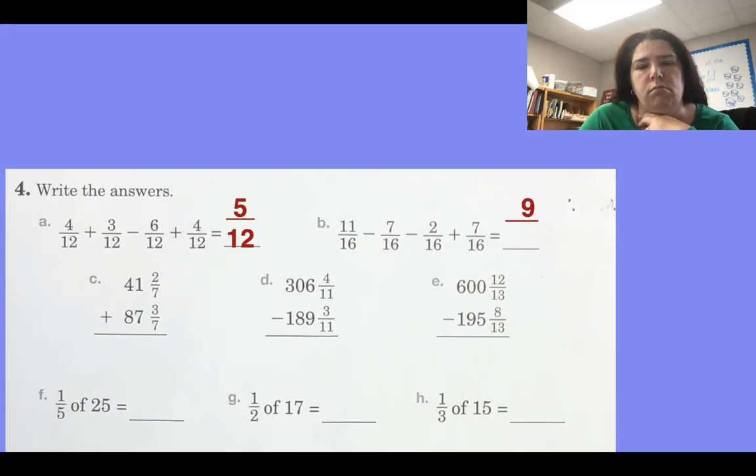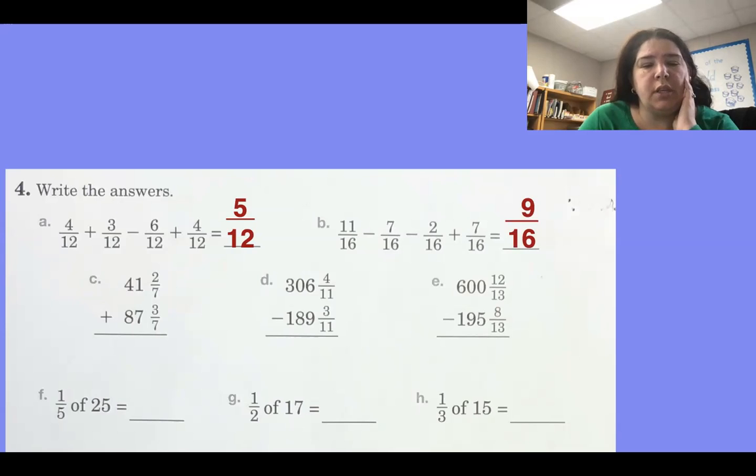Oh, did I get that wrong? What did we do wrong? 11 minus 7 equals 4. 4 minus 2 equals 2, and 2 plus 7 equals 9. I must have added instead of subtracted. Glad you caught me. All right, let's try letter C.